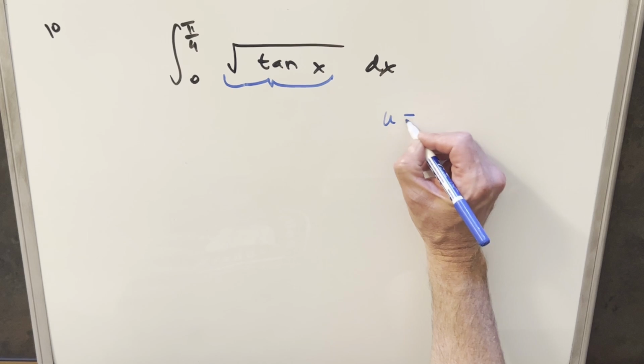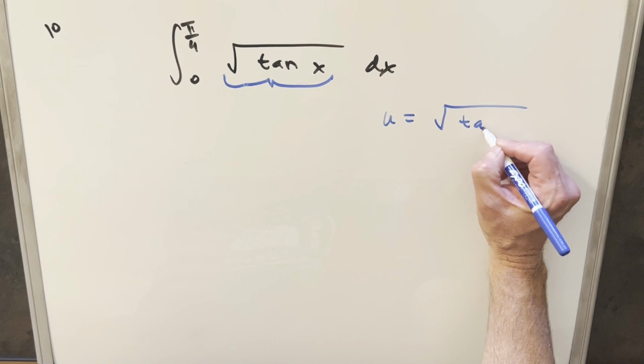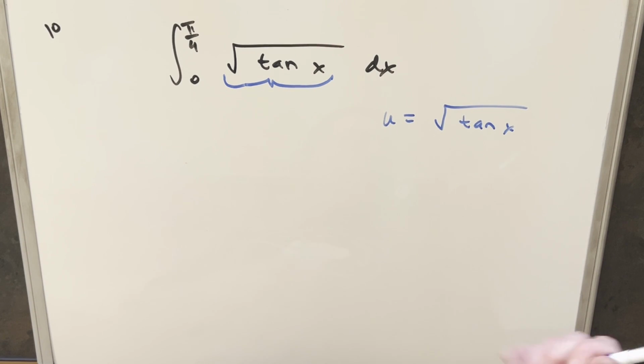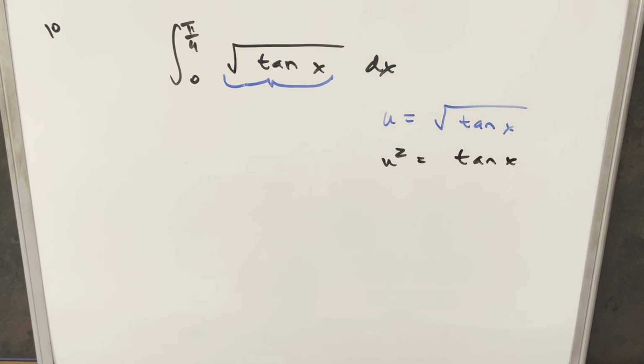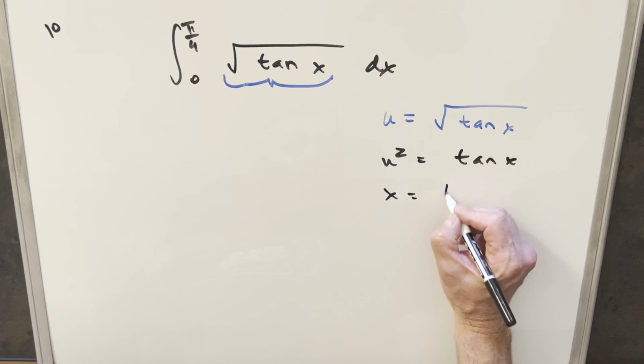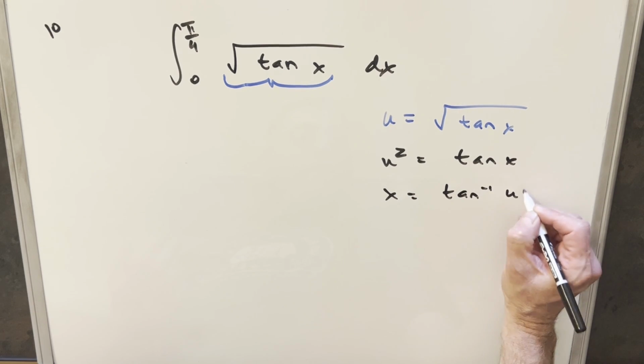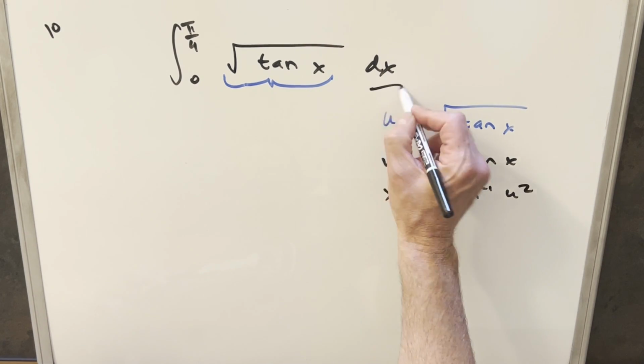So we'll call u equal to the square root of tan of x. And then what I want to do from here is go ahead and try to solve for x. So we can square both sides and we'll have u squared equal to tan x. Then just taking the inverse, we have x equal to arctan of u squared. I'll go ahead and take the derivative to get a dx value.